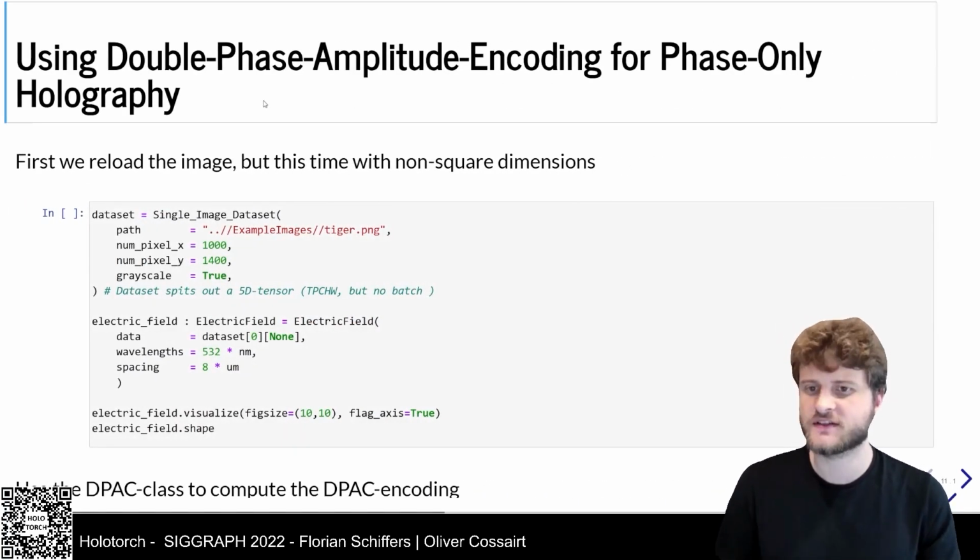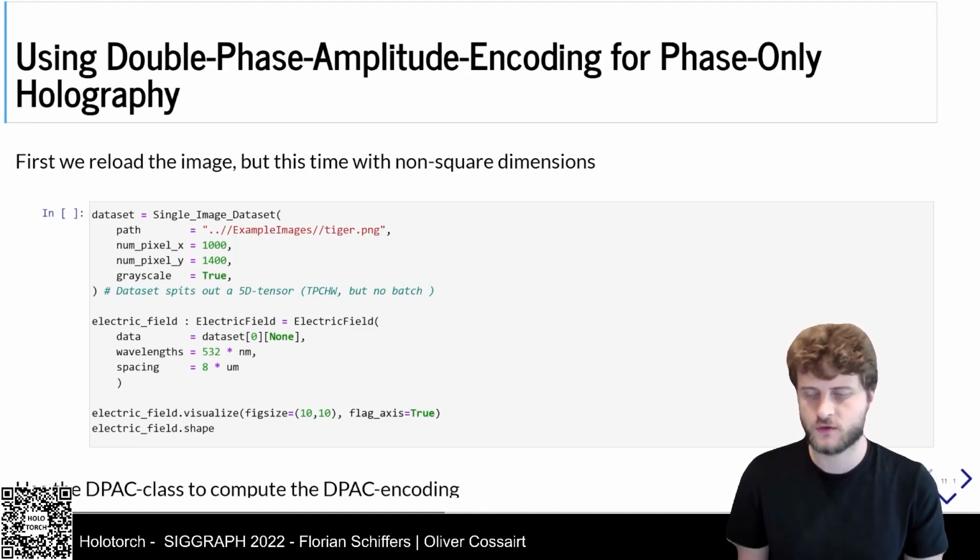The next example is using double phase amplitude encoding for phase-only holography. For those who don't know, double phase encoding, or DPAC, is a very standard method, which allows you to display complex fields on a phase-only SLM.